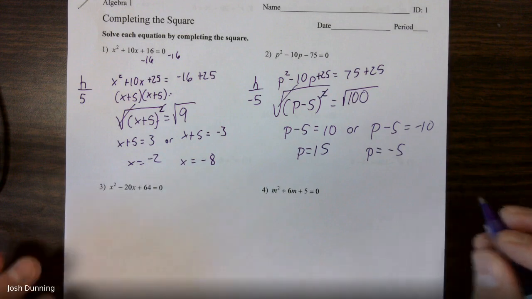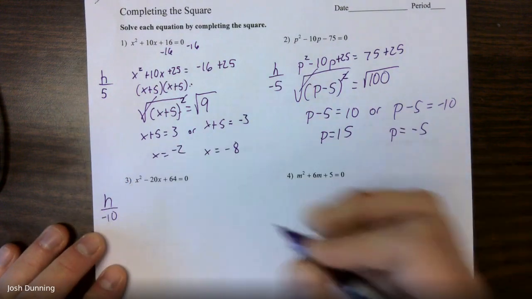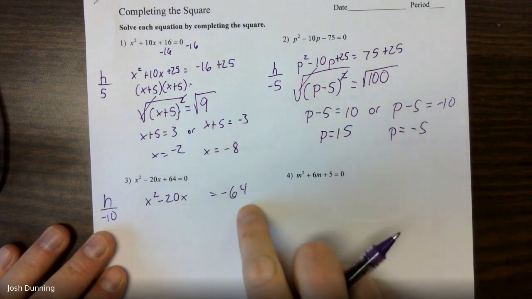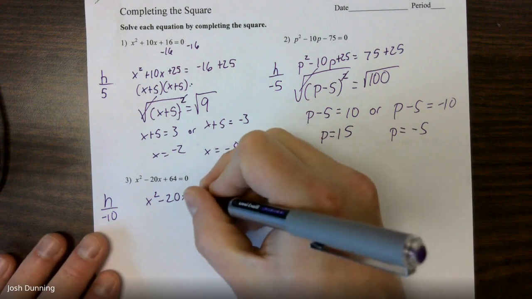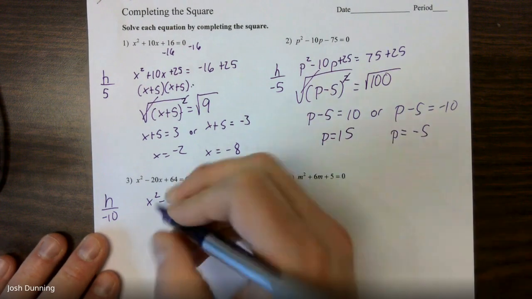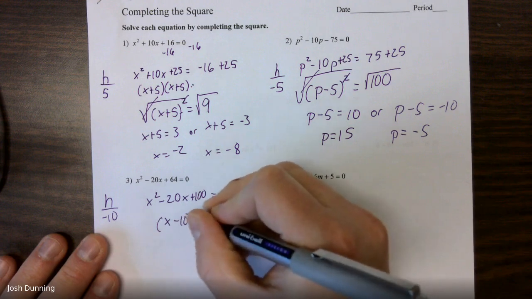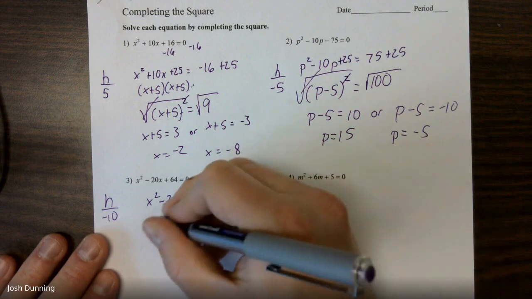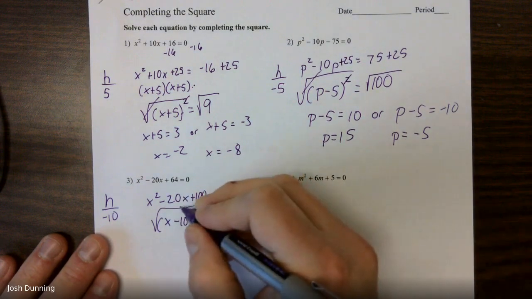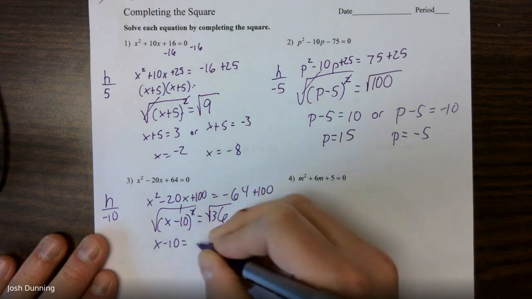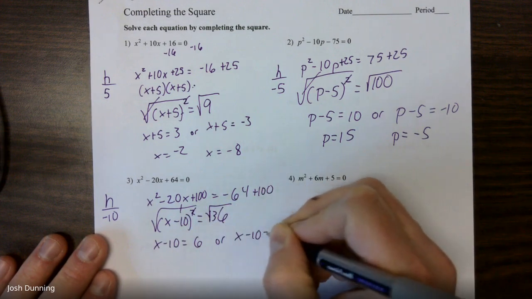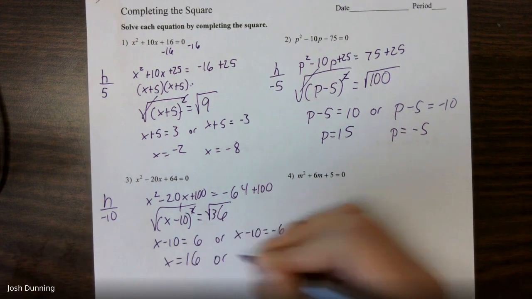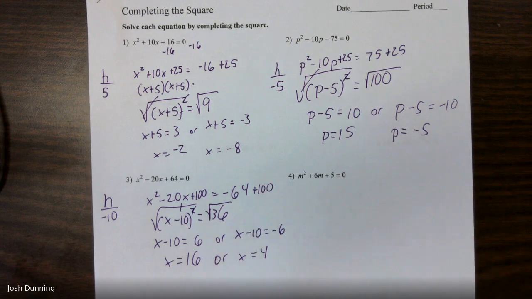Now on number 3, half is negative 10. And dump that 64 over on the other side by subtracting it. 10 times 10, 100. The half goes in the parentheses with x. Square root both sides. That cancels the square out. X minus 10 equals 6, or x minus 10 equals negative 6. Add the 10s, 16, or 4.